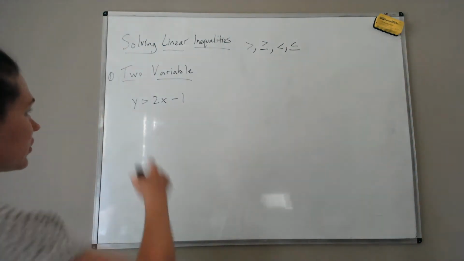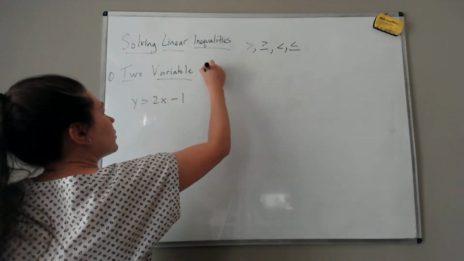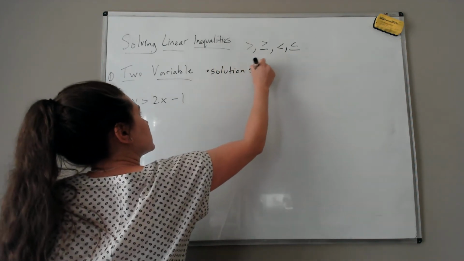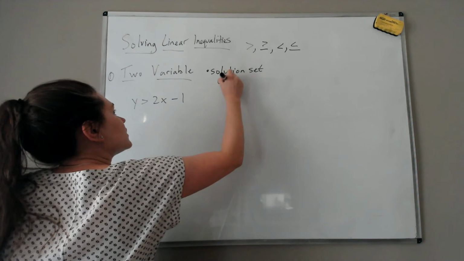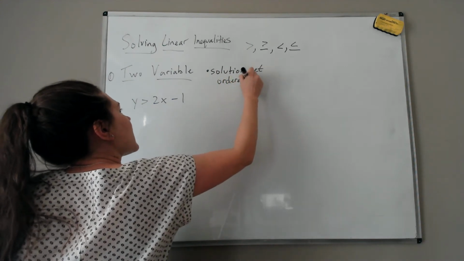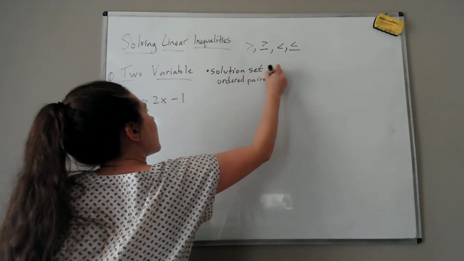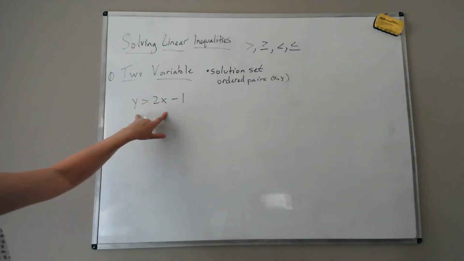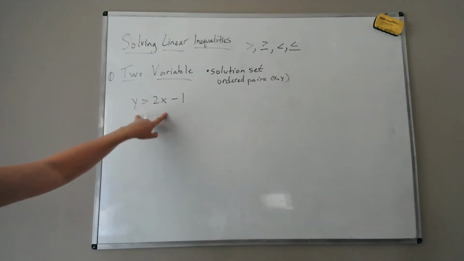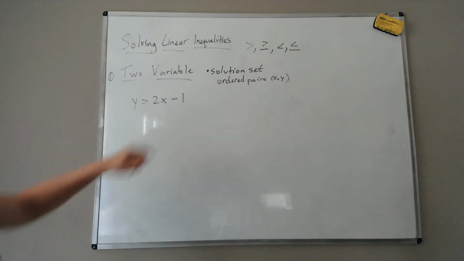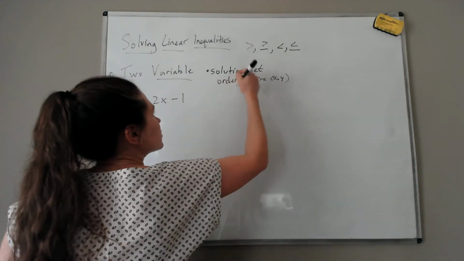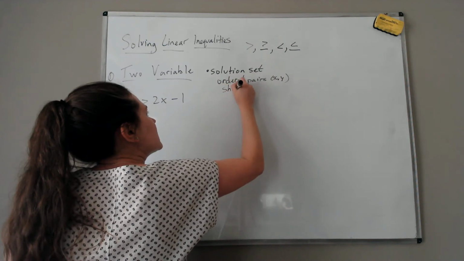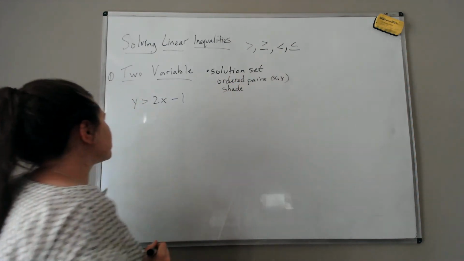So the solution, when you have a two-variable inequality, is a solution set. It's all of the ordered pairs, x comma y, that make this inequality true. So all of the x comma y's that will make the left greater than the right. And in order to do this, for your solution set, you have to shade the coordinate plane, okay?